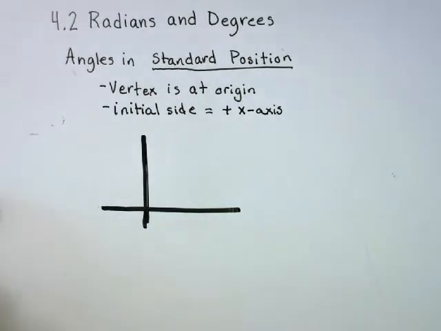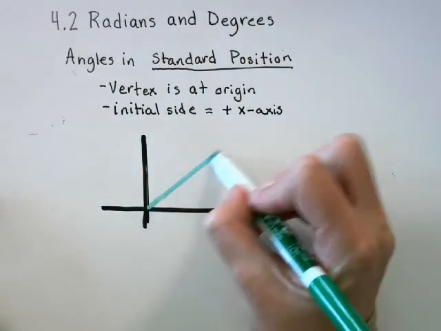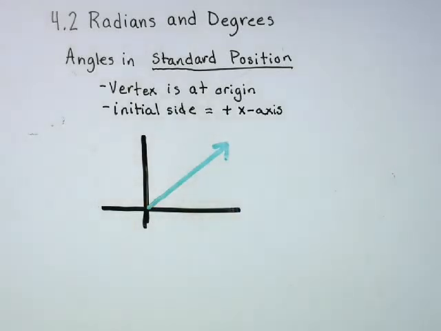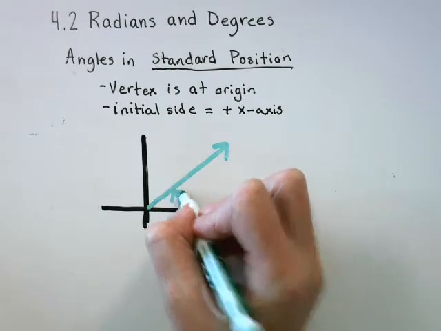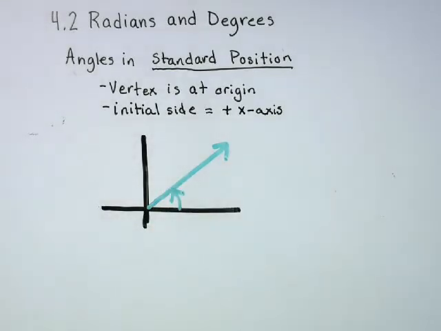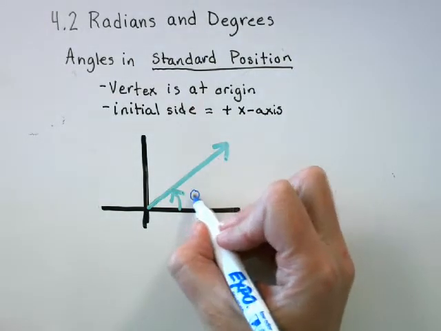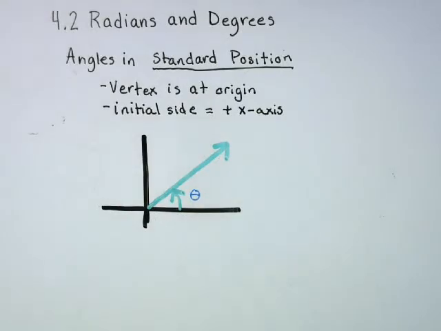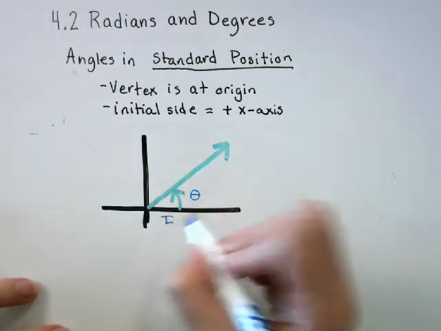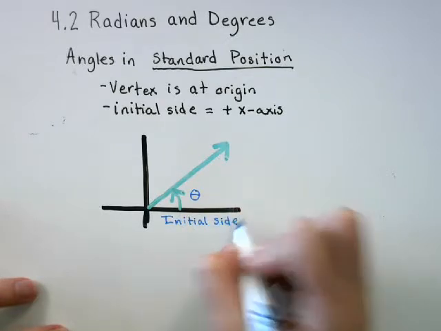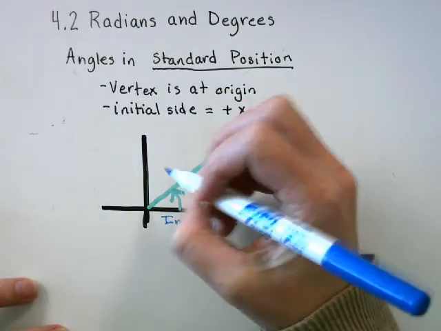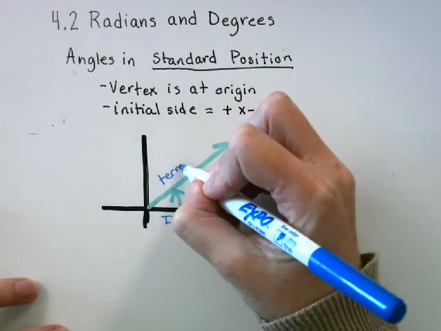So if we were to draw an angle in standard position, there is an angle in standard position. We measure going this direction here. A commonly used variable is to call this angle theta. The positive x-axis is the initial side. And where this angle ends up, we call the terminal side.